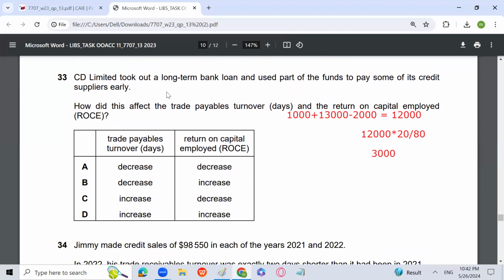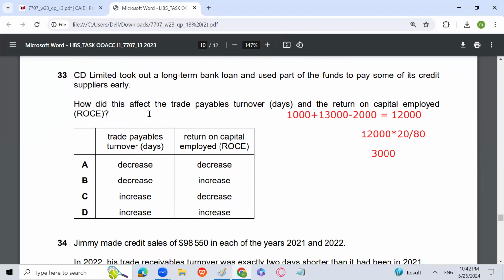CD Limited took out a long-term loan and used part of the funds to pay some of its credit suppliers early. How did this affect the trade payable turnover days and the return on capital employed ratio? Took out a long-term bank loan. So what will happen? Bank loan will increase. Because of the loan increase, the lower side will increase, which will decrease the return on capital employed.